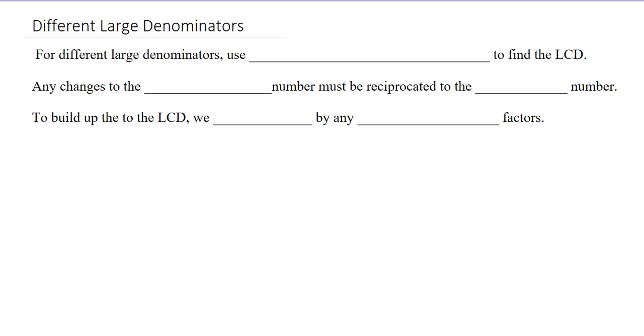For different large denominators, we're going to use prime factorization to find the least common denominator. That's what LCD means. Any changes to the bottom number, our denominator, must be reflected in the top number. So we have to do the same thing to the top and the bottom.